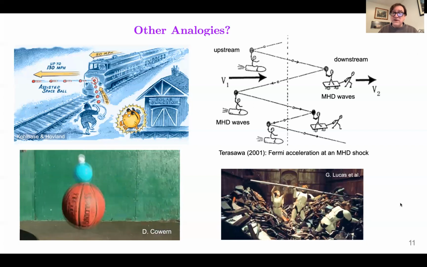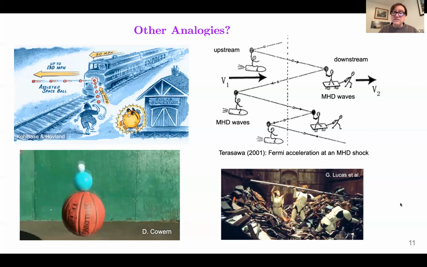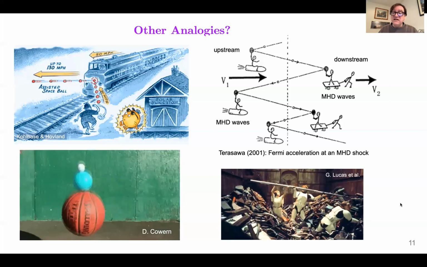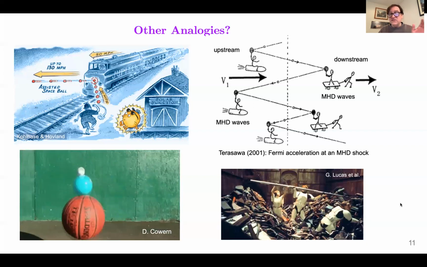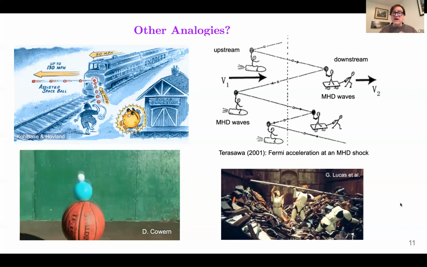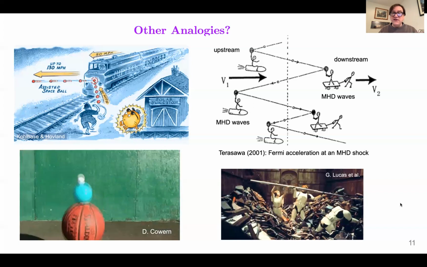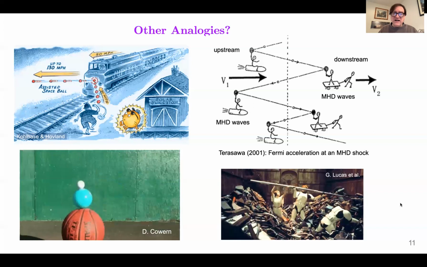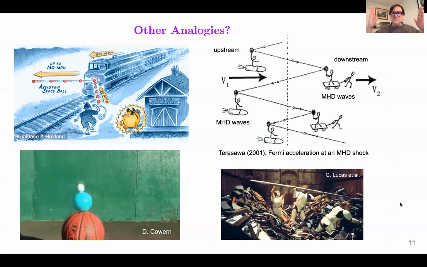In the upper right, there's this other analogous situation that you often see in plasma physics courses, this phenomenon of Fermi acceleration. You can accelerate a small fraction of the particles in a plasma to very, very high energies if it's in the vicinity of an MHD shock, because in the frame of the shock, it's almost like there's a converging flow, like the particle and the oncoming train, which can provide this acceleration.